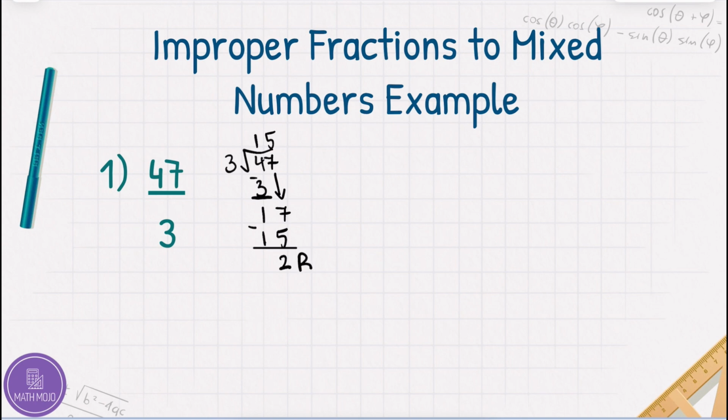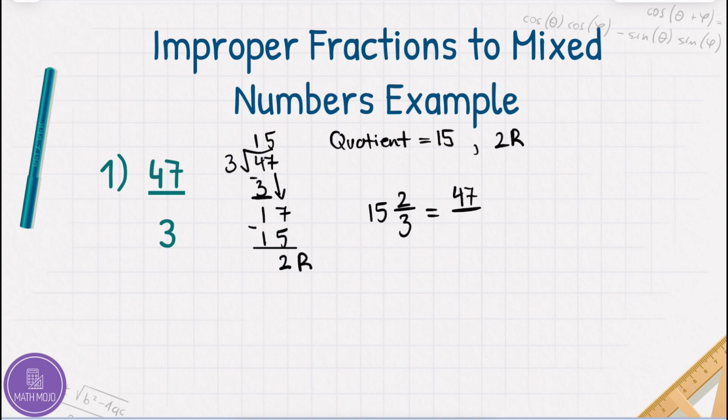So over here, our quotient is 15, and we have a remainder of 2. So now our second step is that our 15 becomes our whole number, and then our 2, which is our remainder, becomes the numerator of our fraction, which is over 3. So this is equal to 47 over 3.